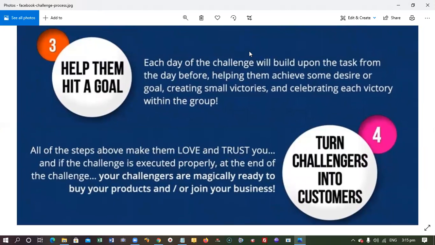Then the fourth step is to turn challenges into customers. That is the ultimate goal. You either want them to buy a product or you want them to join your business. So all of the steps above make them love and trust you. And if the challenge is executed properly, at the end of the challenge, your challengers are magically ready to buy your product and or join your business. So this is how it works.